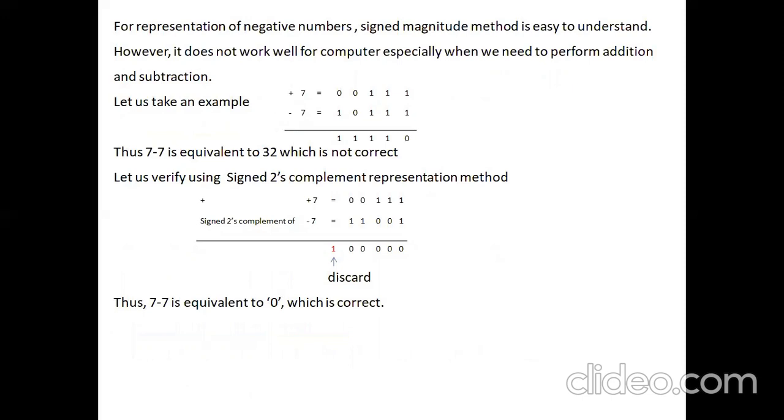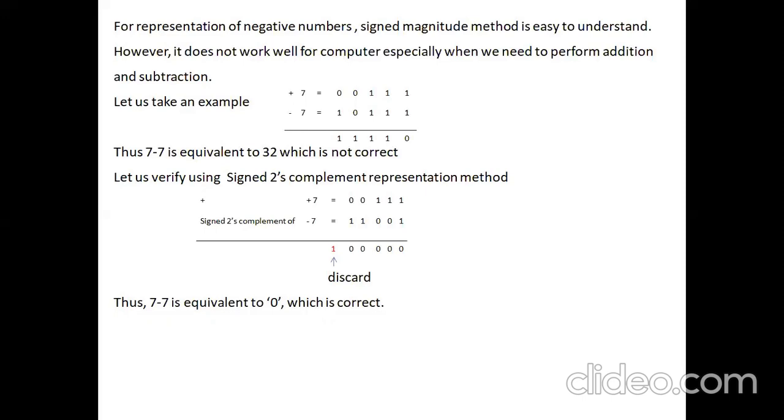So for representation of negative numbers, the sign magnitude method is easy to understand. Among these three methods, the first method is very easy. Simply you put a 1 or 0 and write down the remaining bits. There is no need to go for the complement in the sign magnitude method. However, it does not work well for computers, especially when we need to perform addition and subtraction.